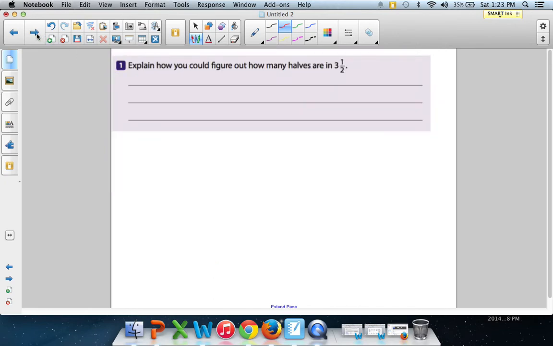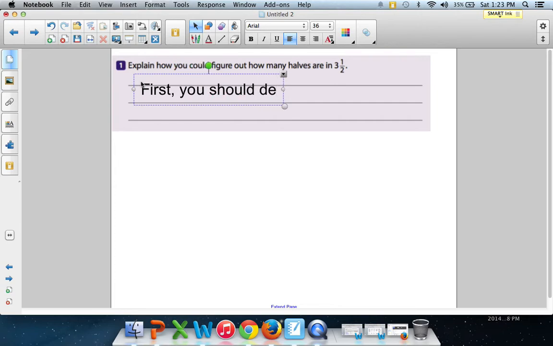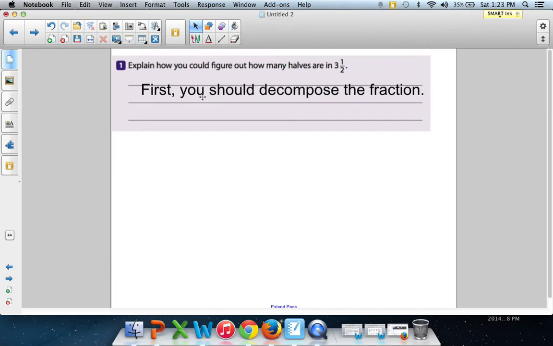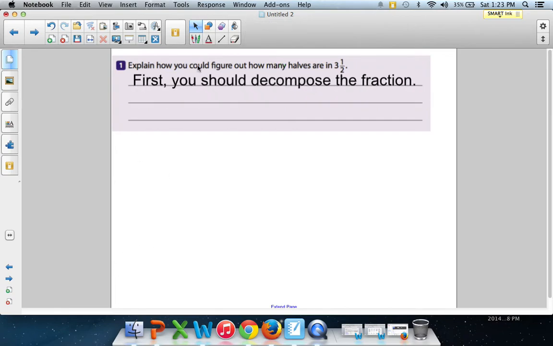Explain how you could figure out how many halves are in 3.5. Well, the first thing you should do is decompose. What do I mean by that? Well, I'll show you. First, you should decompose the fraction. Remember I taught you how to decompose? There was a reason for that, because it helps you with more math later. That's the great thing about math, every bit that you learn helps you with other math, you know?